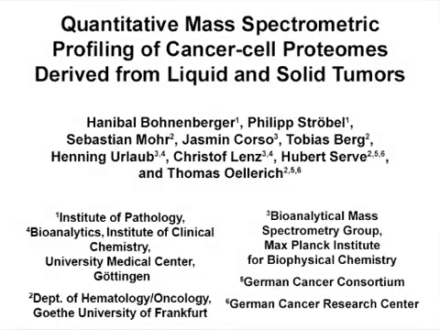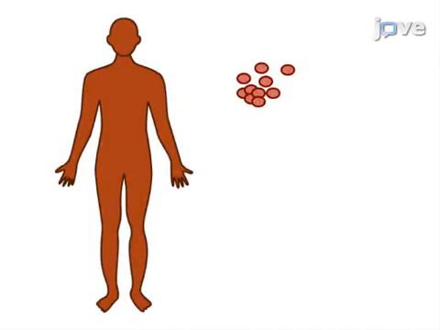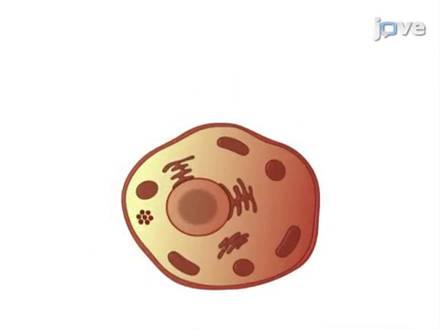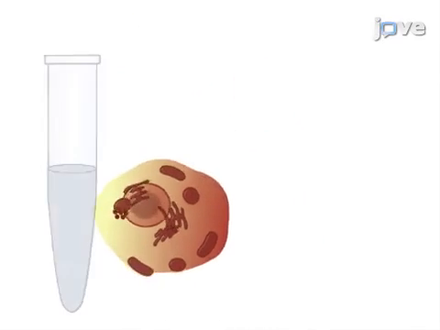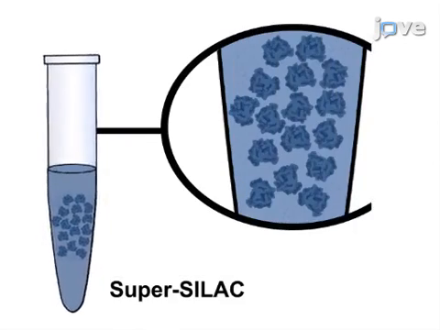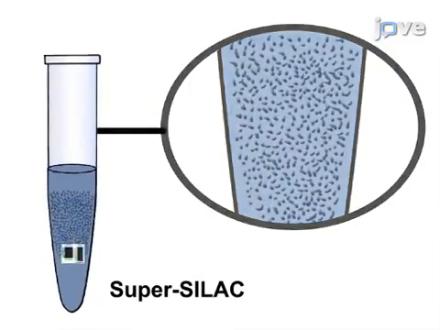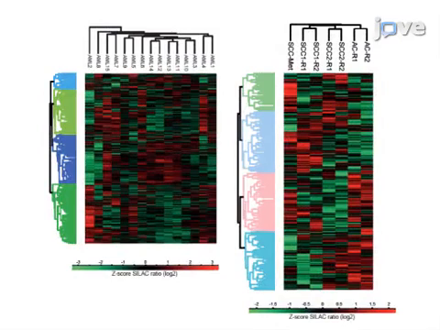The overall goal of this procedure is to elucidate the protein expression profiles of liquid and solid tumors. This is accomplished by first enriching cancer cells from patient-derived blood or tissue samples. In the second step, proteins are isolated from the cancer cells and then mixed with a tumor-specific Super-SILAC quantification standard. In the final step, the protein mixture is digested. Ultimately, mass spectrometry is used to show the protein expression profiles from liquid and solid tumors.